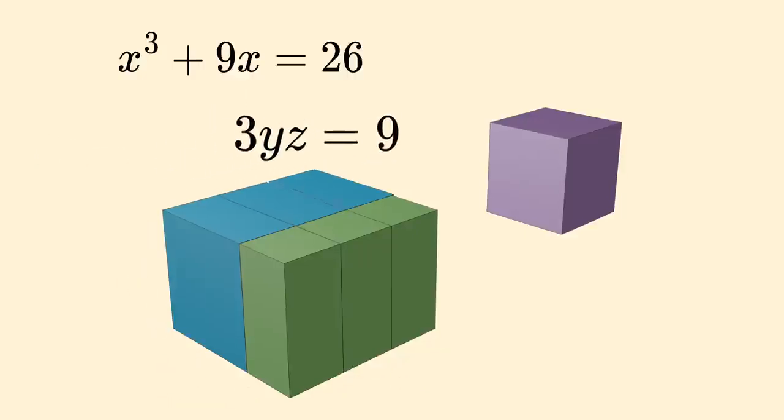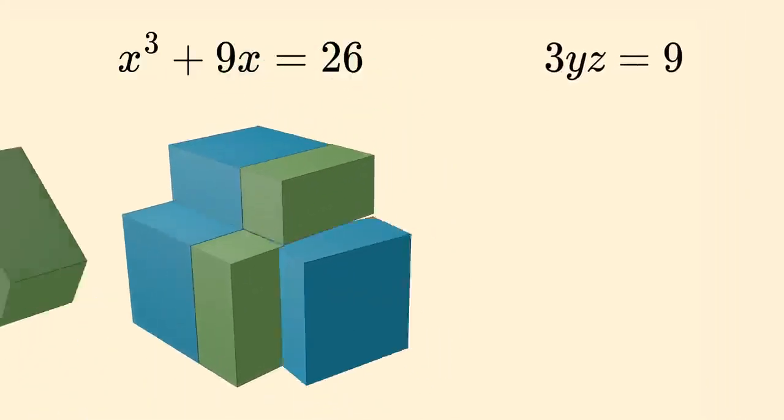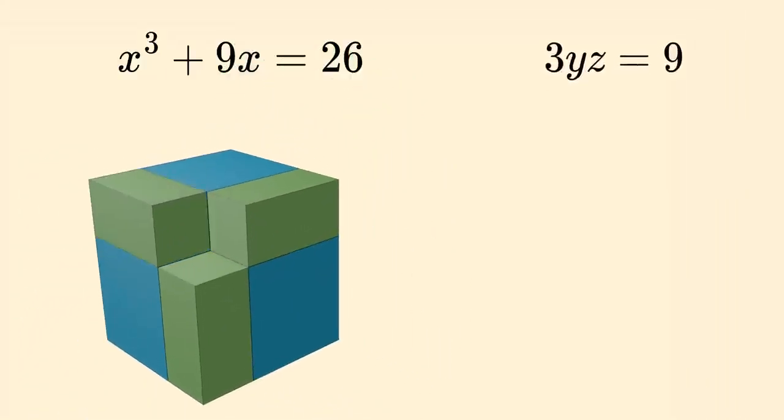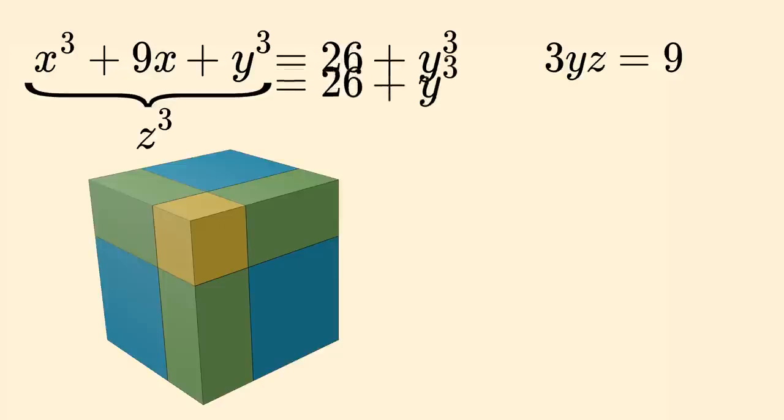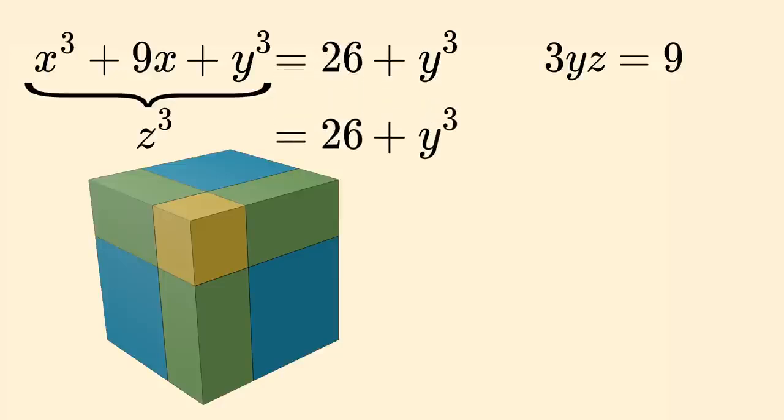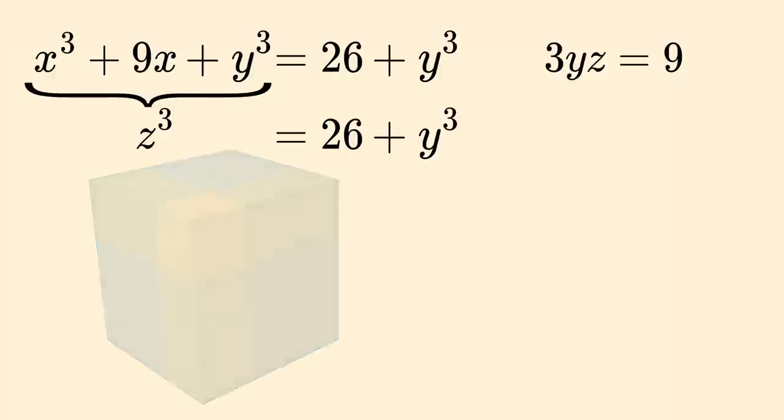Putting the cube back together, you find we're missing the one small y cubed block. So we can complete the cube by adding y cubed to both sides of the equation. Now we have z cubed, the complete larger cube, equals 26 plus y cubed. We have 2 equations and 2 unknowns.